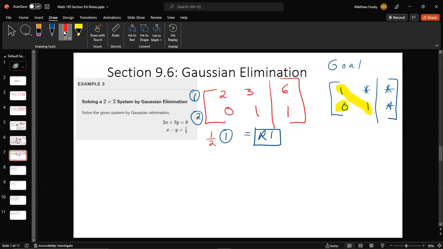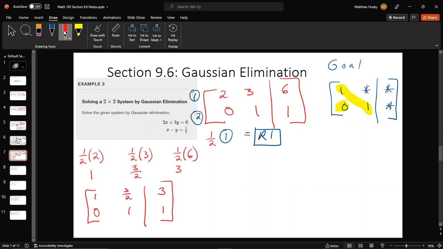So what's this going to be? I'm going to do 1/2 times 2. I'm going to do 1/2 times 3. I'm going to do 1/2 times 6. This is going to give me 1. This is going to give me 3/2. This right here is going to give me 3. So then if I put this all together, I get this: 1, 3/2, and then 3. And this is 0, 1, and 1.